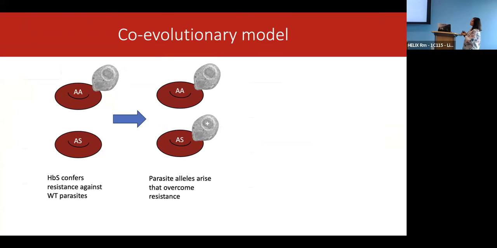So this is making us rethink this coevolutionary model. Now we're thinking about this as instead that maybe when sickle cell arose, it did confer resistance against all parasites. Parasites could not infect. And that did put a selective pressure on the parasites, and they came up with this solution. And now we see this solution.